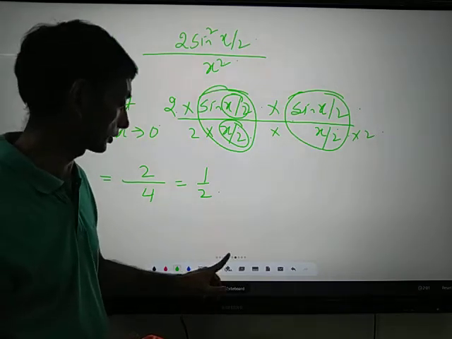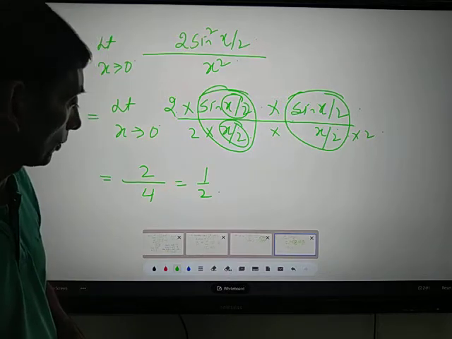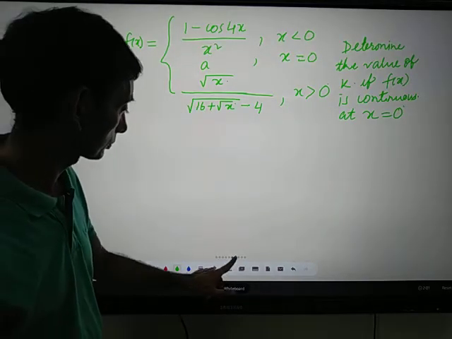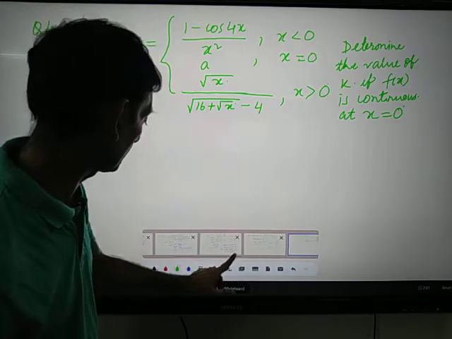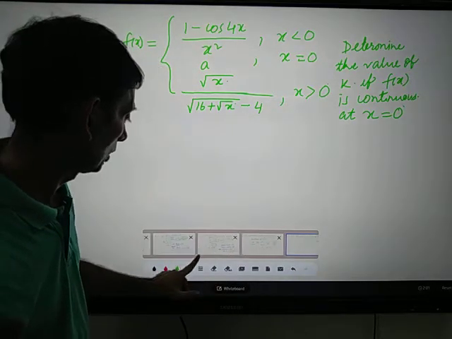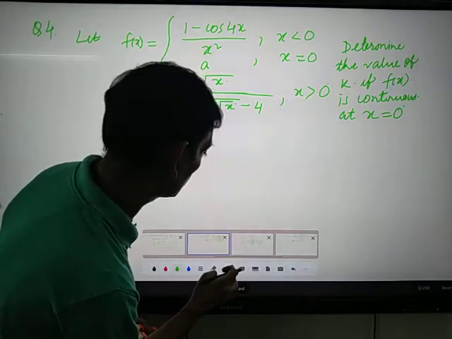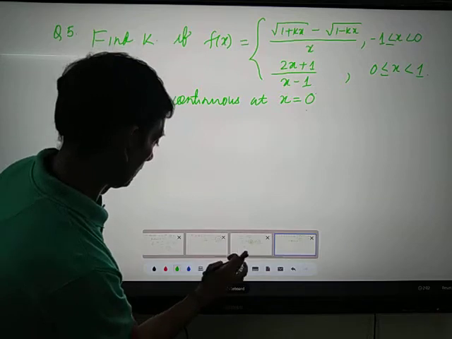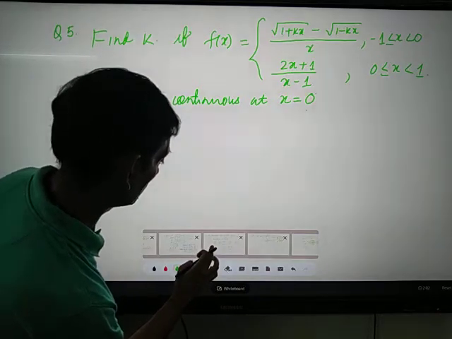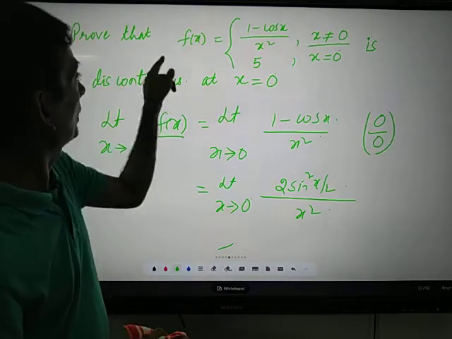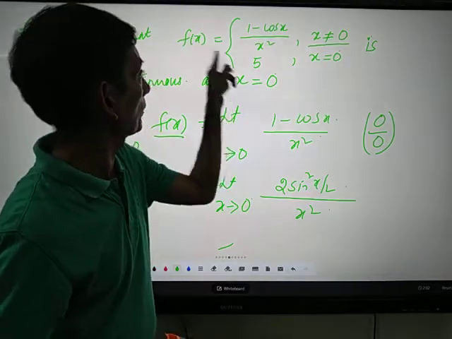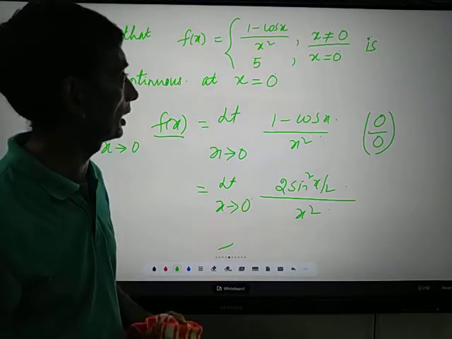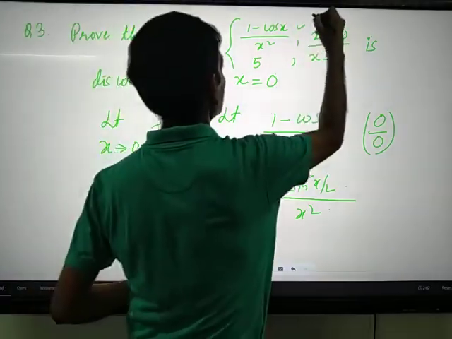Let us check the functional value. What is the functional value of the question? The functional value is given in the expression. We'll take the functional value that is given. At x equal to 0, the functional value is given as 5, but we got the limit is equal to half.